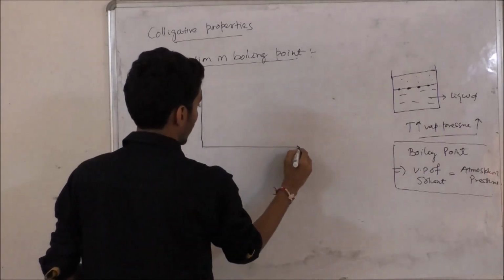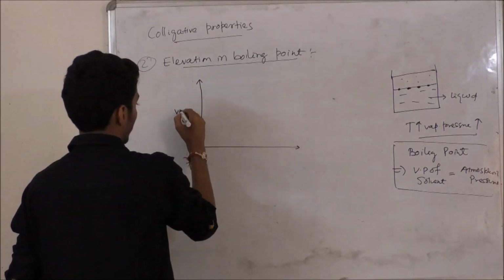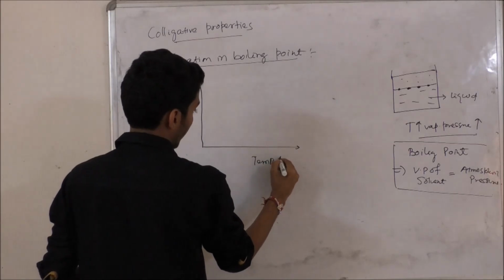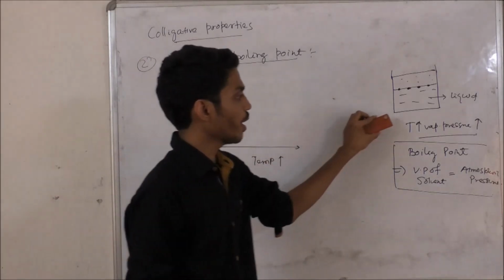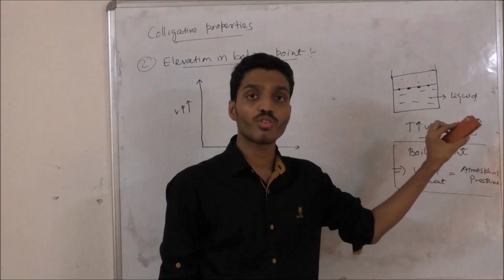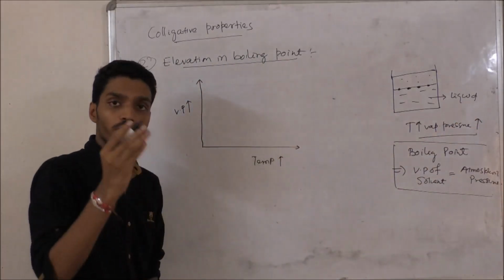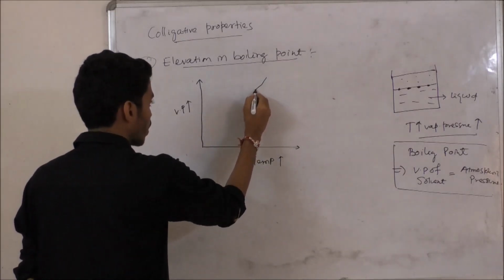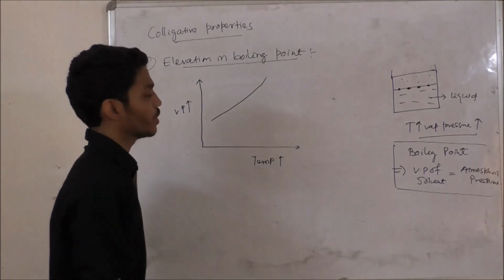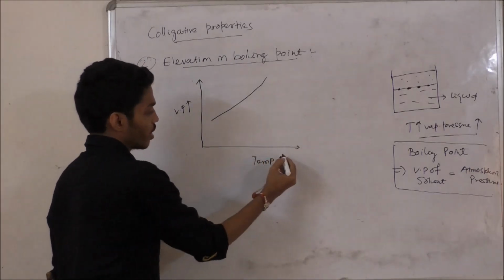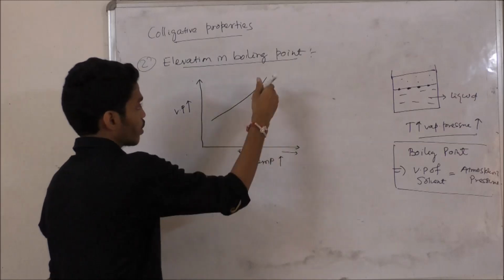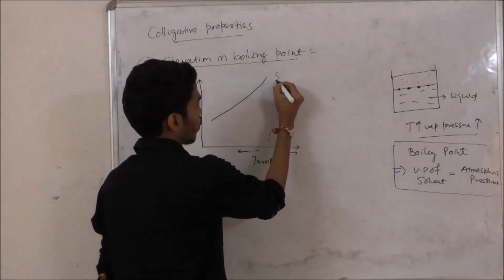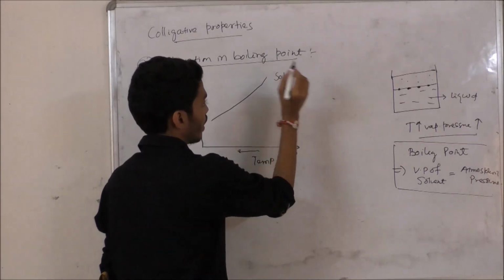So let's take vapor pressure on the y-axis, temperature on the x-axis. Now we discussed that when temperature increases, vapor pressure increases for a liquid, and when temperature decreases, vapor pressure decreases for a liquid. So first we are taking a liquid where vapor pressure decreases when temperature decreases. Here temperature increases, here temperature decreases. So when temperature decreases, vapor pressure is also decreasing. Okay, so this is the curve for a solvent.